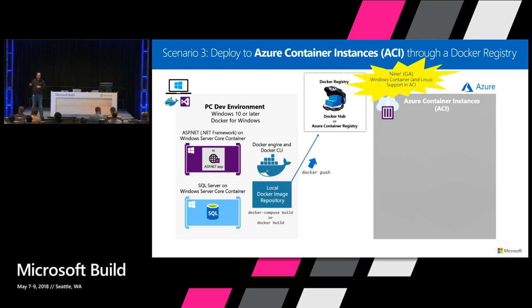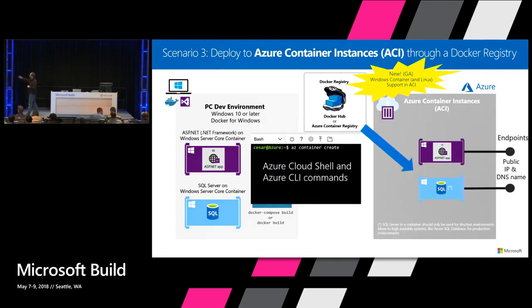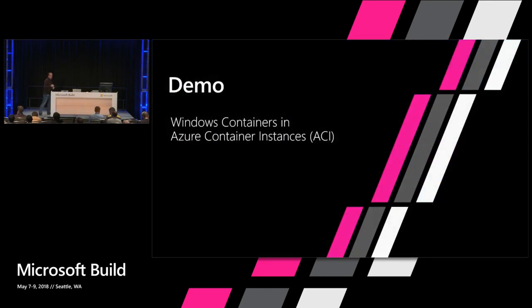So the way you do this is with the Azure CLI commands. You can do it from PowerShell or Windows, or also from Azure Cloud Shell within the browser. And it's not just deploying the container. It will also create endpoints with a DNS, fully qualified domain name. And so it's super easy to do. So that's the demo I'm going to do now.